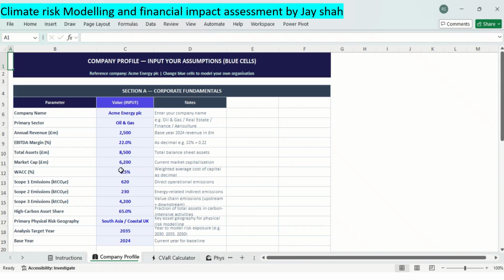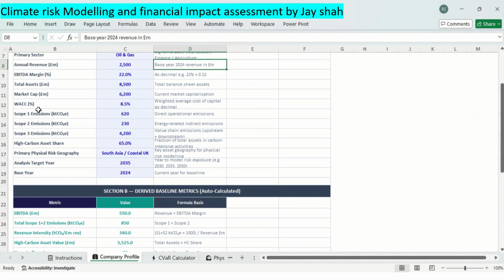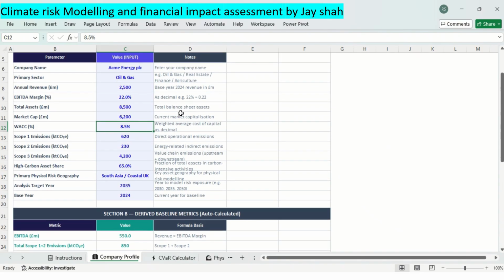From cell 8, which is annual revenue, as I mentioned, 2500, in pound millions. This is the base revenue figure used to calculate carbon cost as a revenue percentage in column C12, which is here. So this is how carbon cost percentage of revenue looks, and revenue at risk from demand reductions in C28, which will be available in the CVAR calculator sheet that I will explain later. Now we will see the EBITDA.